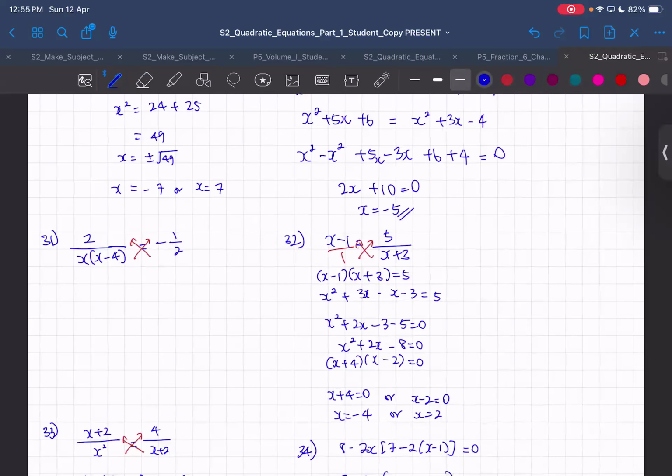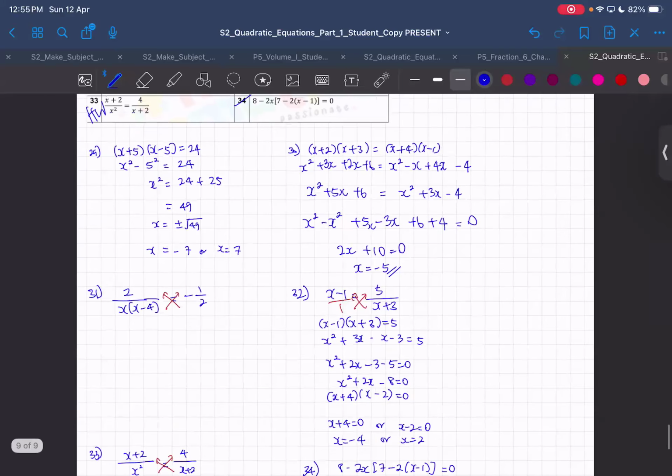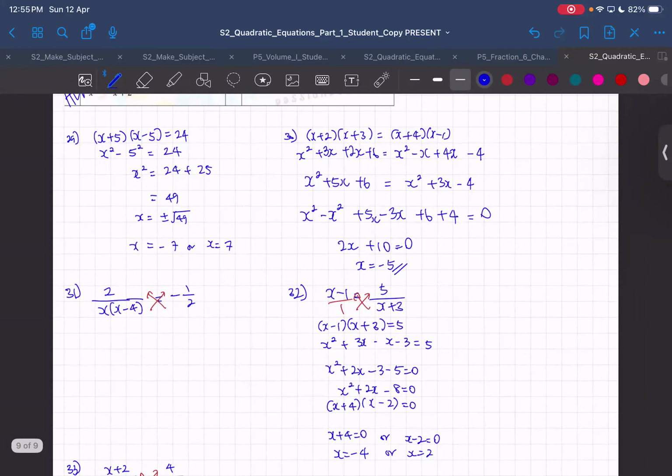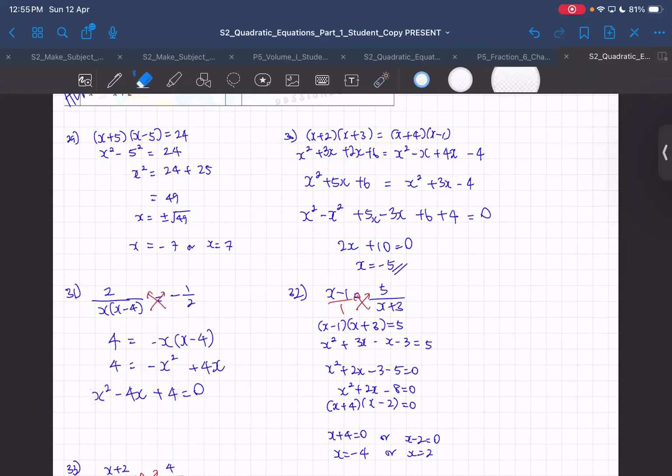Quick game. Fraction equals to fraction. Do cross multiplication, I will get 4 equals to minus x, then x minus 4. This is just cross multiplication. So I expand, I will get minus x squared plus 4x. Then I want to make a quadratic, so I form the ax squared plus bx plus c. Now I got a quadratic, so I can use the calculator to find the factor.